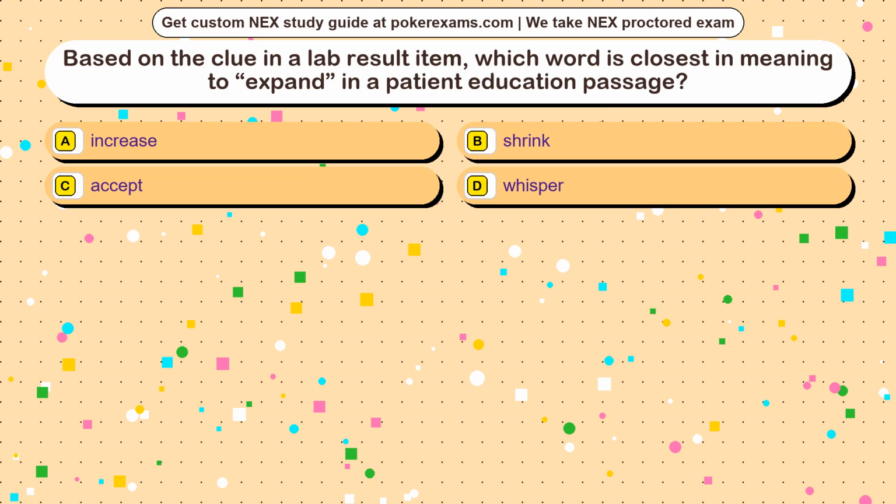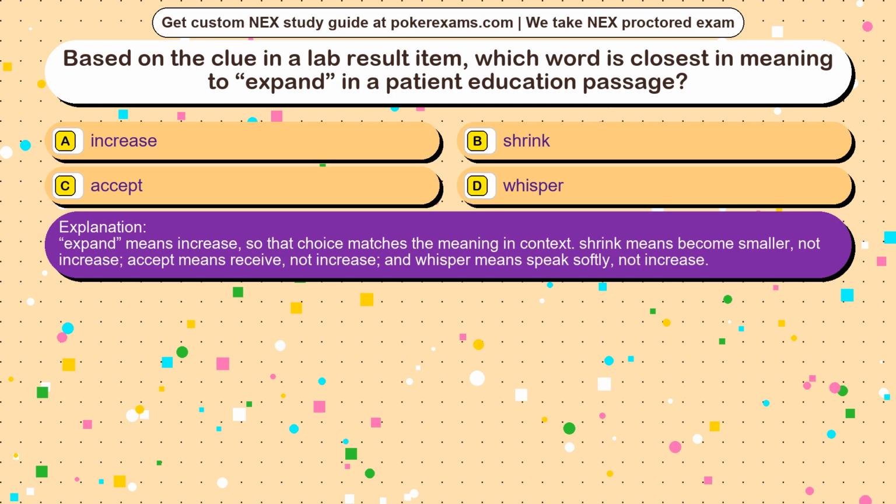The correct answer is option. Expand means increase, so that choice matches the meaning in context. Shrink means become smaller, not increase. Accept means receive, not increase. And whisper means speak softly, not increase.